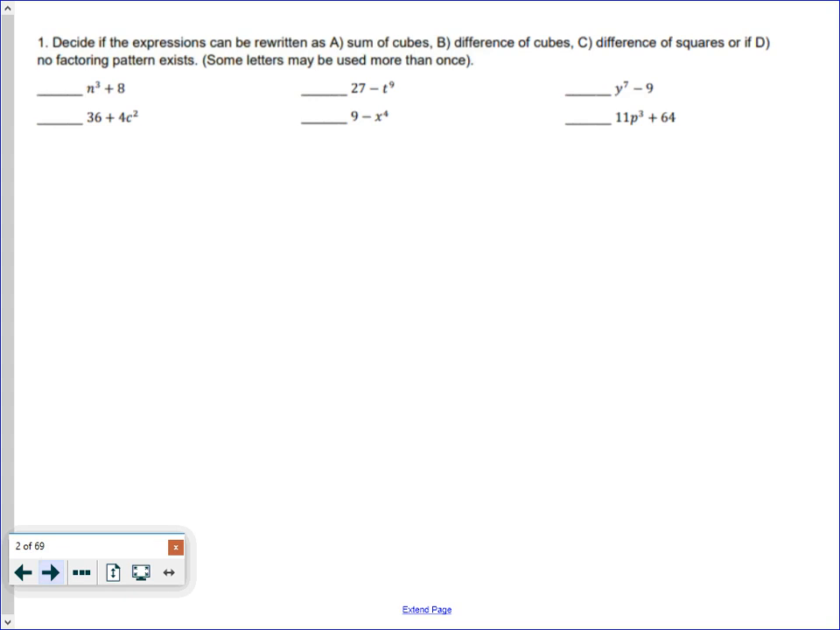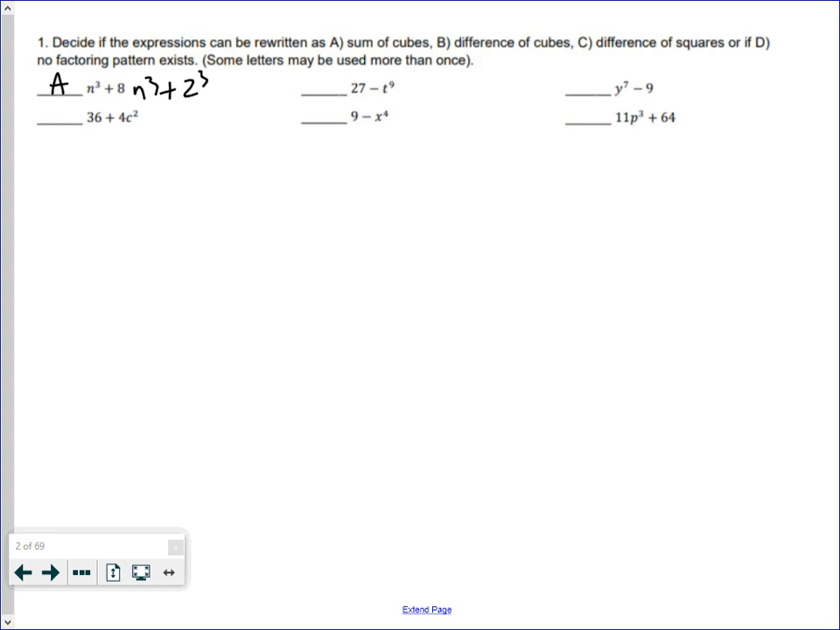So on number 1, we need to decide if the expressions can be written as A, a sum of cubes, B, a difference of cubes, C, a difference of squares, or D, there's no factoring pattern that exists. And we're saying a letter can be used more than once. So n cubed plus 8, that's a sum of cubes. That's because it can be rewritten as n cubed plus 2 cubed. So we literally have 2 cubes being added together. We're finding the sum of 2 actual cubes.